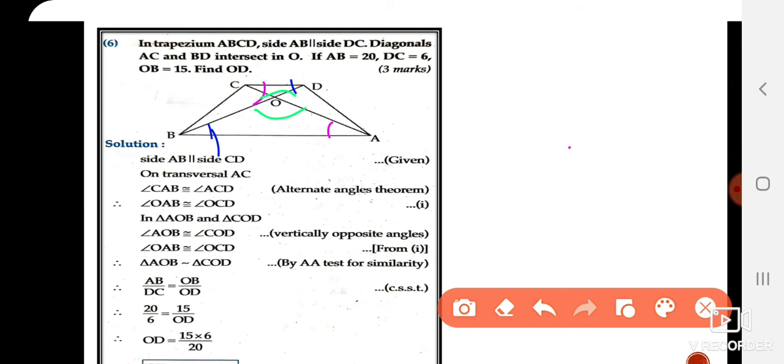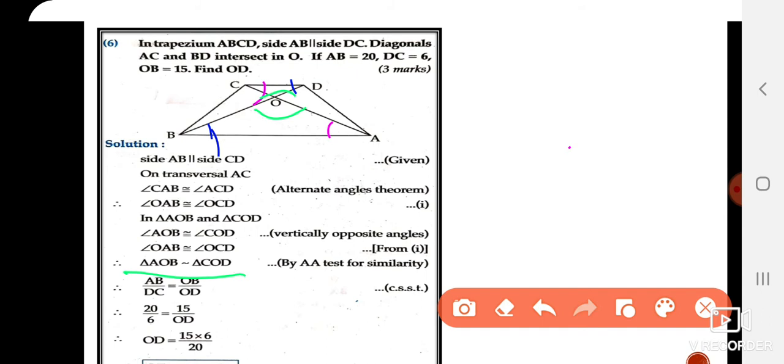So we have proved all three angles of one triangle congruent to all three angles of the other triangle. That means we have proved them by AAA test of similarity. But there is no need to do that. What you can do is, out of these three, you select any two and then say that the triangles are similar by AA test of similarity.